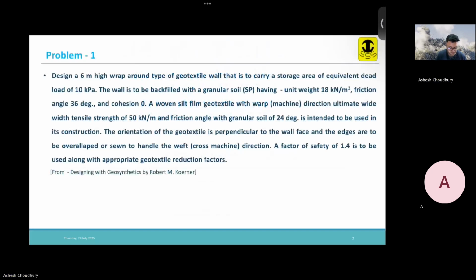Okay, so let us start. If you remember from yesterday's class, what is the first step? The first step that we have to do is to ensure the internal stability. Also, you have to ensure the external stability. Both the internal and the external stability of our system have to be ensured.